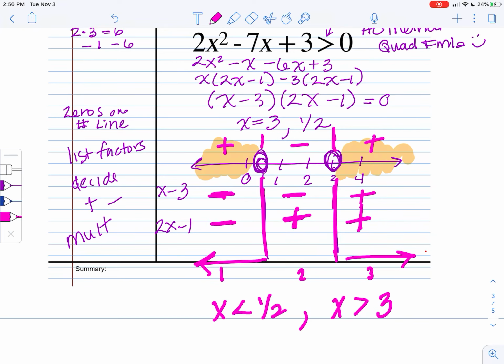All right, those are my examples for quadratic inequalities. Make sure you're asking questions, guys. This is tough stuff.